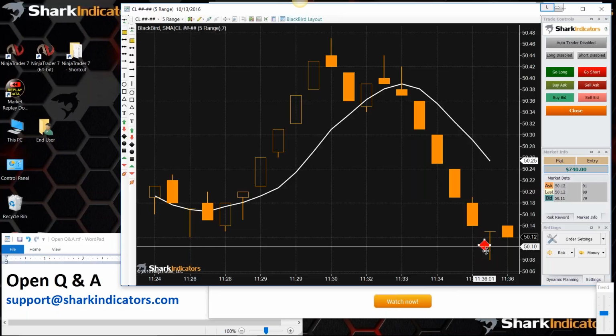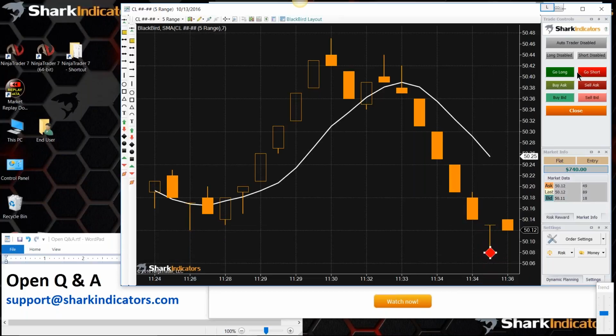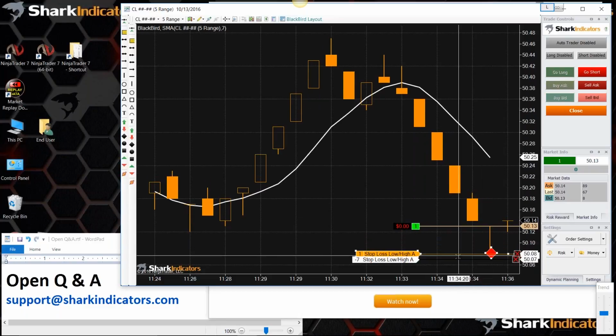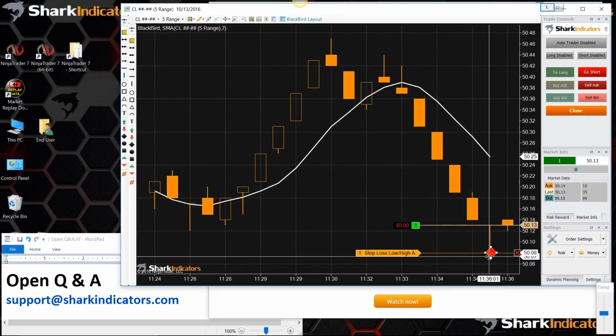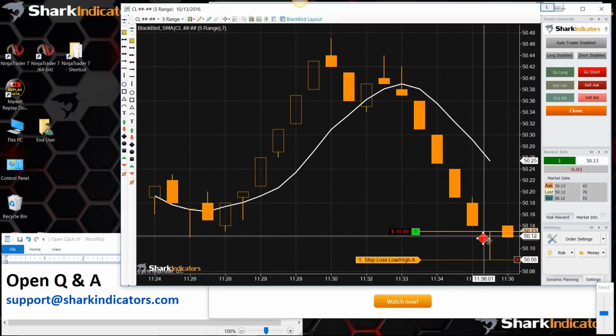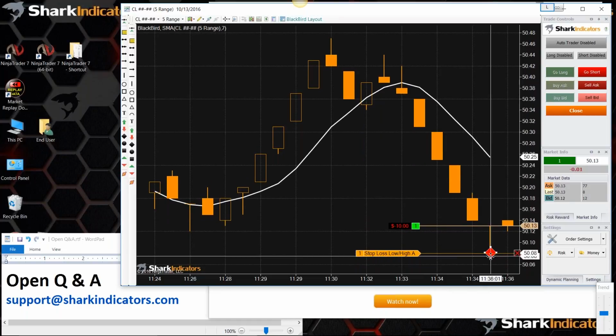So if I went long, our stop loss should be right there, because this is the lowest low of the last 2 bars. So the last 2 bars, that's the low and that's the low. But now BlackBird is finding the lowest low of the last 2 bars. So it sets it down here.